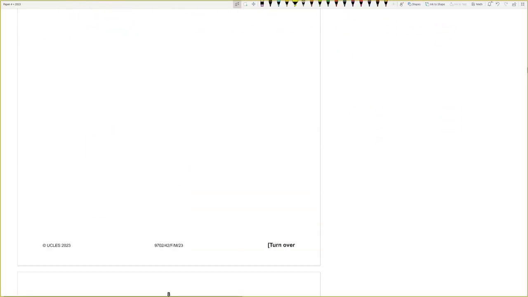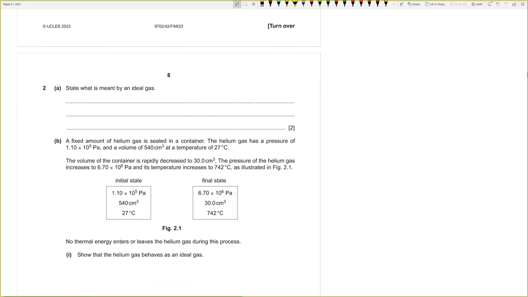Moving on to question 2. State what is meant by an ideal gas. So it follows the ideal gas laws, right? It is a gas for which PV is proportional to the thermodynamic temperature, where we have to specify T is the thermodynamic temperature, or the temperature in Kelvin. Okay, that's allowed.